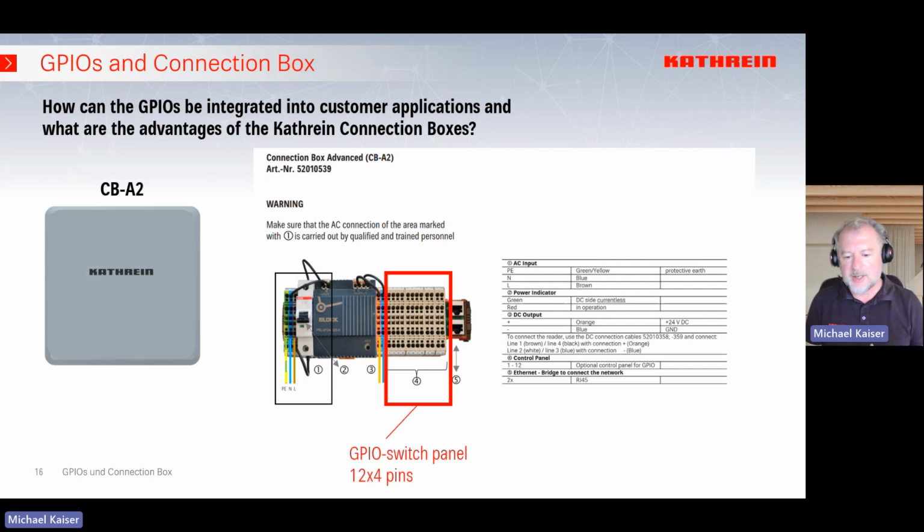Next, you find this switch panel, this GPIO switch panel. You have seen our cable has 12 pins. With these 12 pins, you connect to this switch panel in the lower row from 1 to 12, and all the GPIOs and all the inputs and outputs are connected.